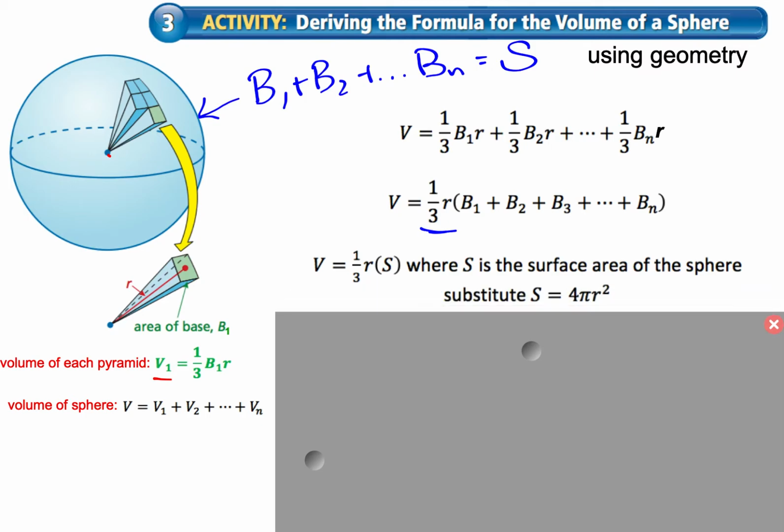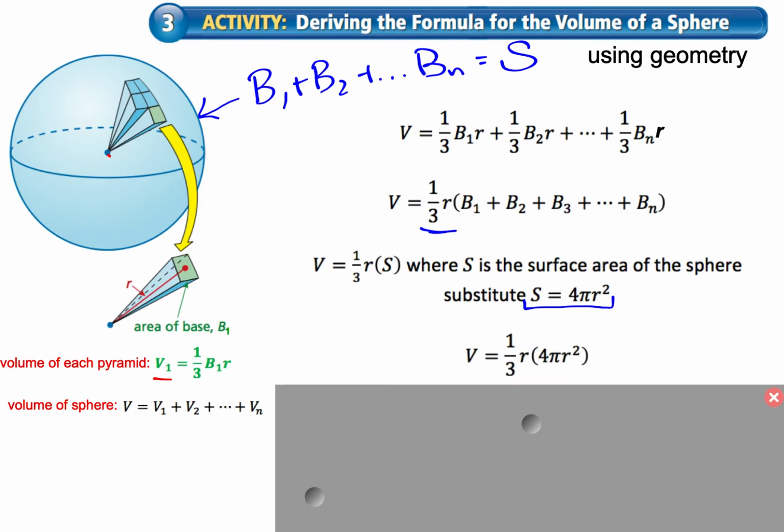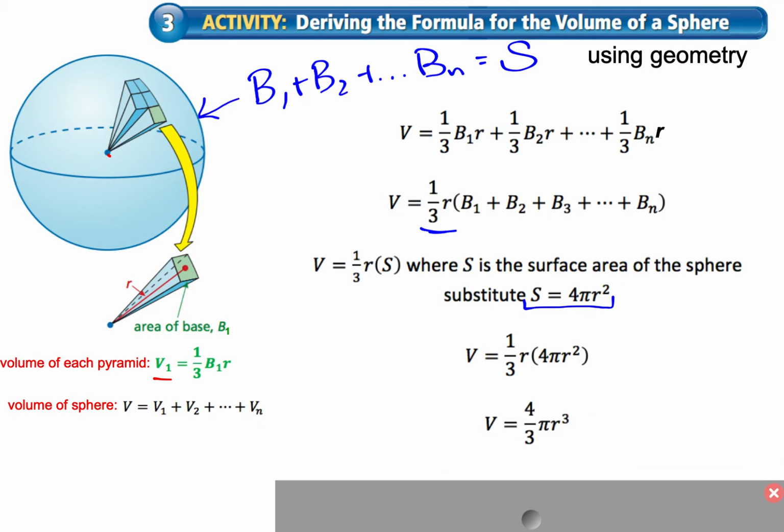Now there is a formula for that. We're not going to go into why this is what it is, but it is 4 pi r squared. There are some interesting videos on YouTube that talk about why it is that way. Why is the surface area of a sphere 4 times the area of its shadow? Anyway, plugging that in, you get 1/3 of r times 4 pi r squared. And simplifying that down a little further, you get the official formula, 4/3 pi r cubed.